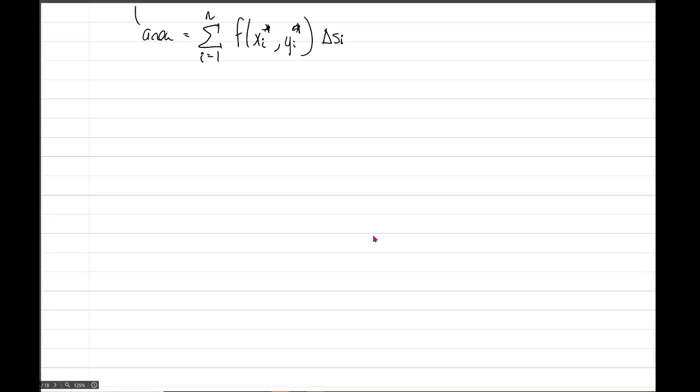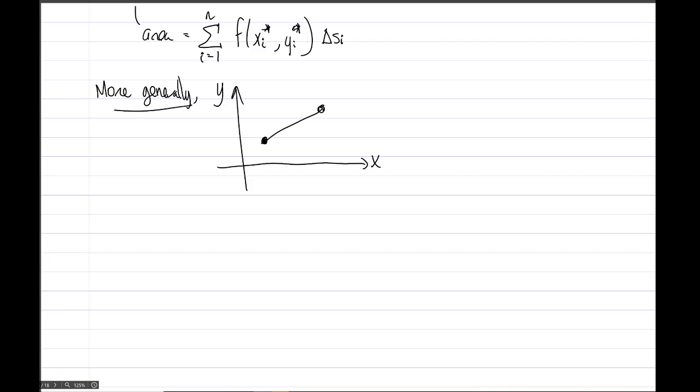Now, more generally, you don't have to have a line segment, right? So what's actually going on in general? I'd like to attempt to draw a picture of what's going on in general. You don't need a line segment. I mean, if you have one, great. That's easier to deal with.